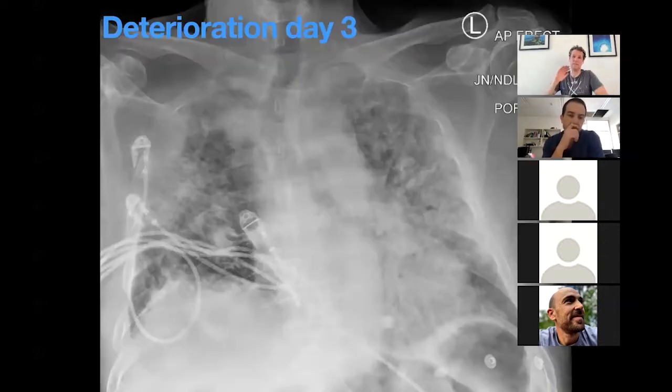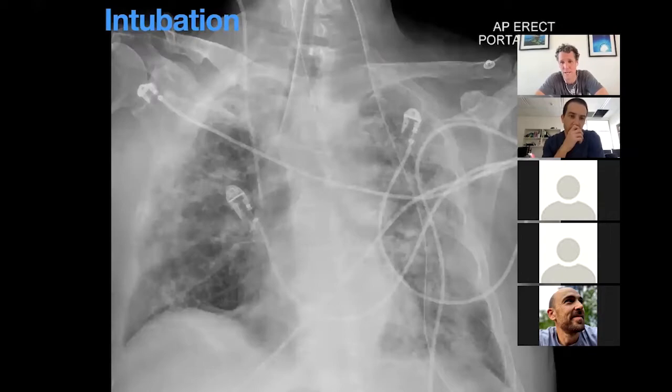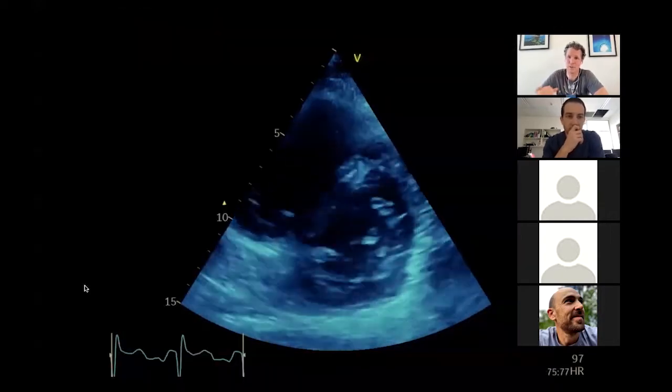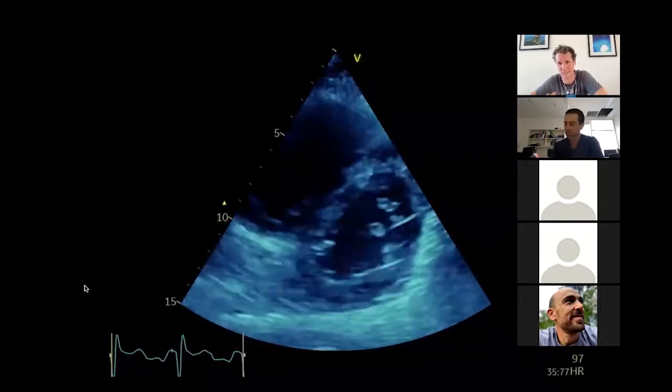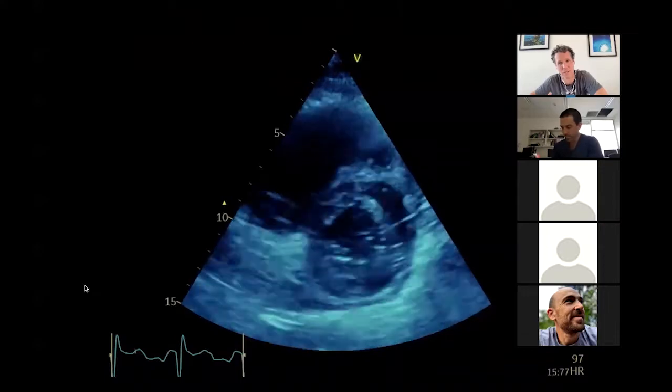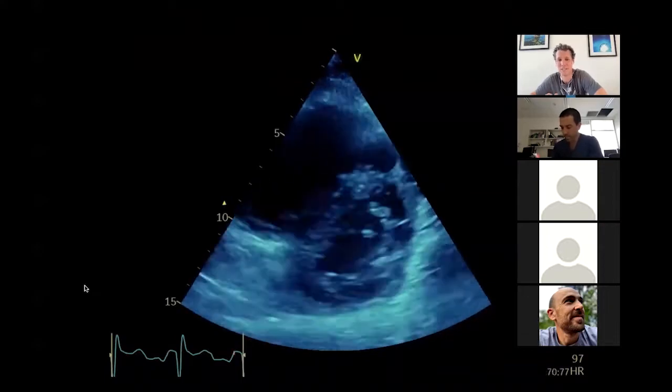Okay, he falls off the perch on about day 3 or 4, worsening infiltrates bilaterally, worsening hypoxia, increased work of breathing, and he gets intubated. So, Lewis, take me through the second echo that we did, because we saw significant hemodynamic instability after intubation, as we saw with a lot of these patients. How has the echo changed?